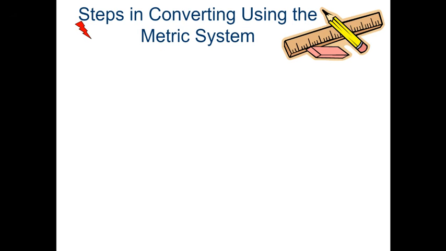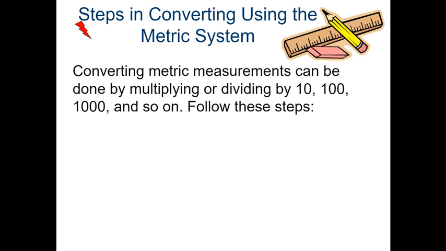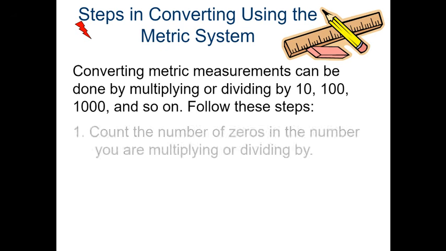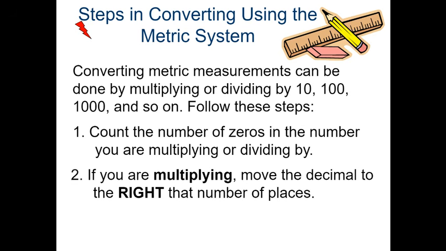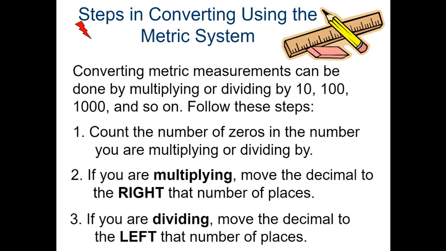So here are the steps in converting when using the metric system. Converting metric measurements can be done by multiplying or dividing by 10, 100, or 1,000, and so on. You need to follow these steps. Step number 1 is to count the number of zeros in the number you are multiplying or dividing by. Step number 2 is, if you are multiplying, you move the decimal to the right that number of places. And step number 3 is, if you are dividing, you move the decimal to the left that number of places.